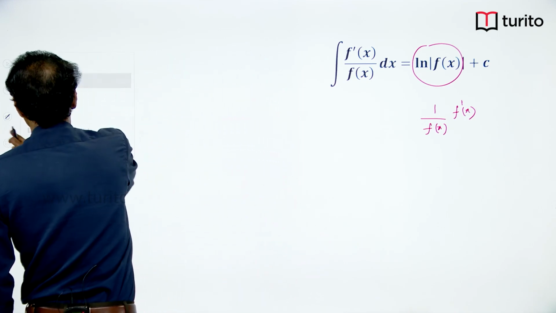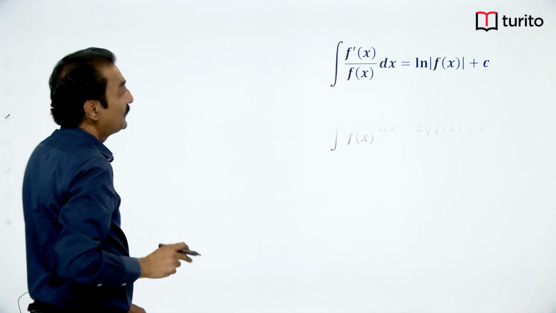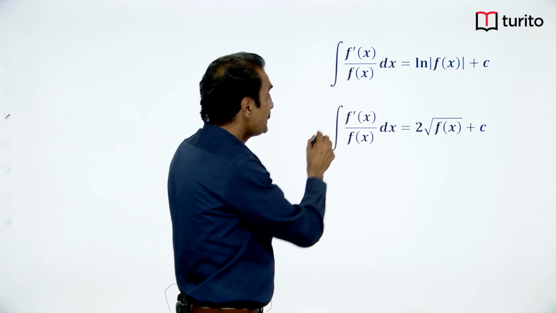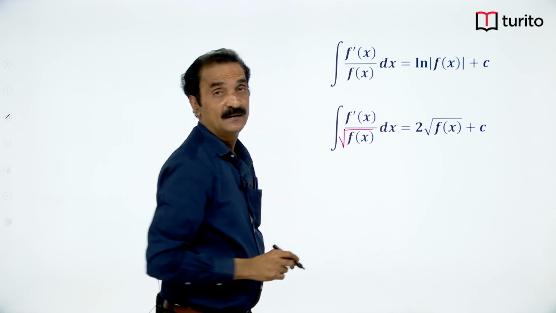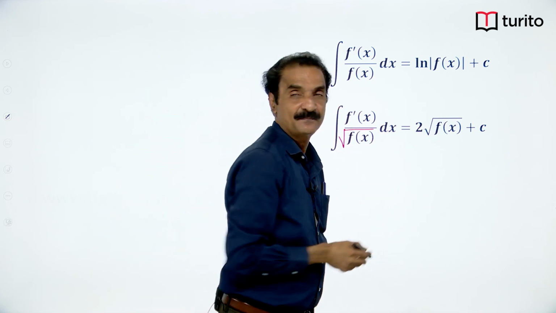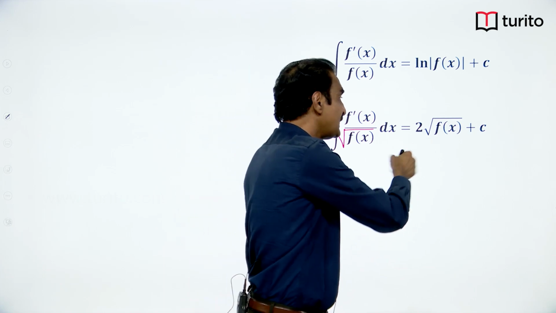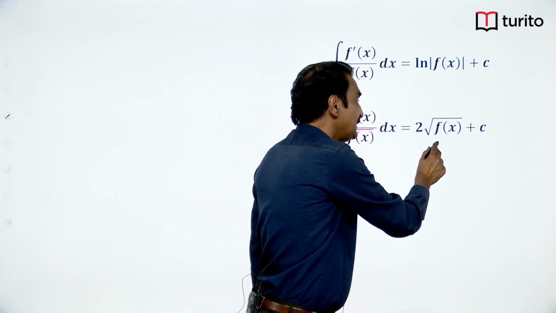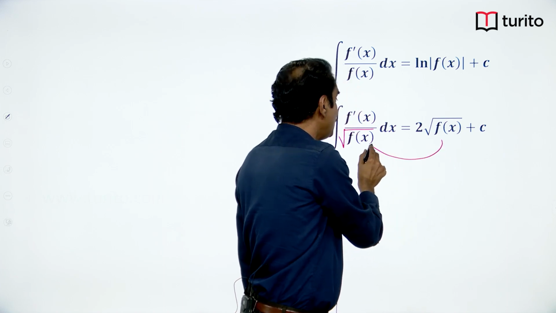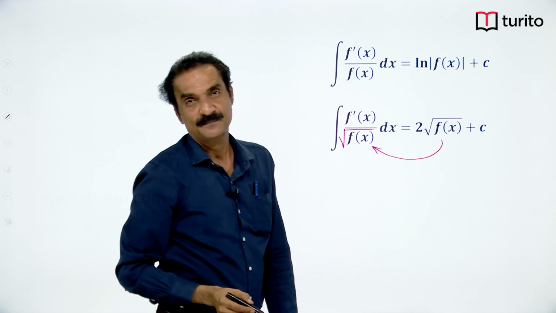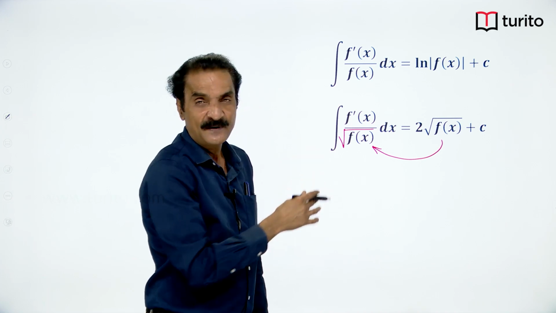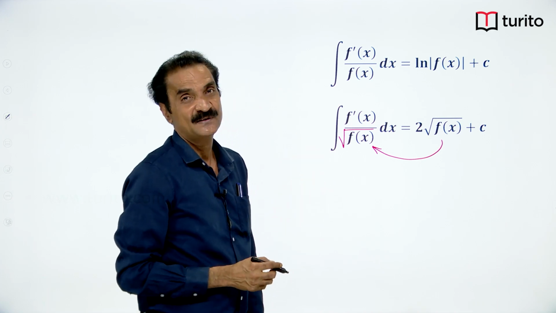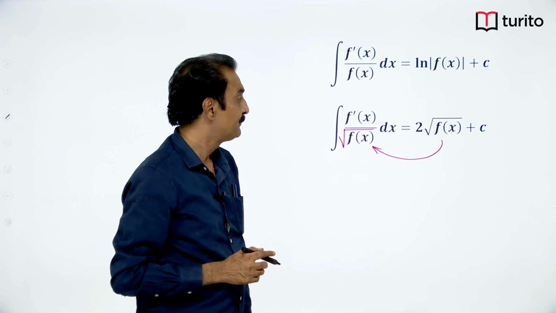Next, the integral of f dash x by root f x will be 2 root f x. If you check from RHS, the derivative of 2 root f x will be f dash x by root f x. So, the integral of f dash x by root f x is 2 root f x. You should learn the formula by heart.